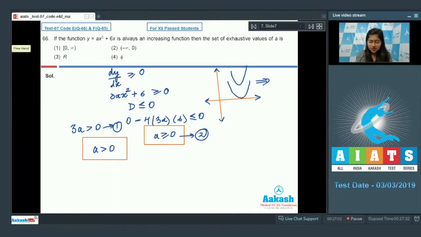But in the given options, we see that a equal to 0 is also given. So let us check at a equal to 0 what we'll get. When a is equal to 0, y is equal to 6x, which is an increasing function, right? So we can say that function y is an increasing function for a belonging from closed 0 to infinity. So the correct answer is option number 1.